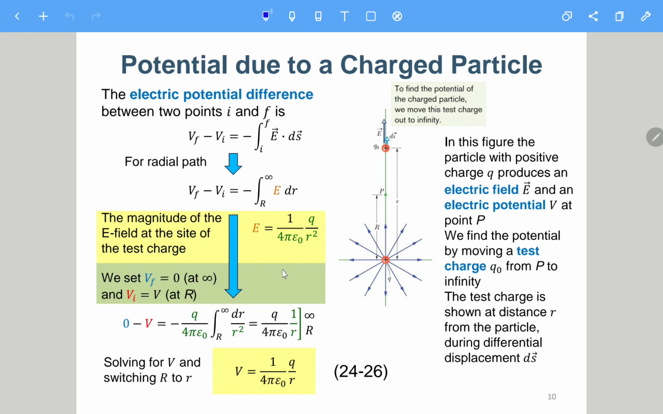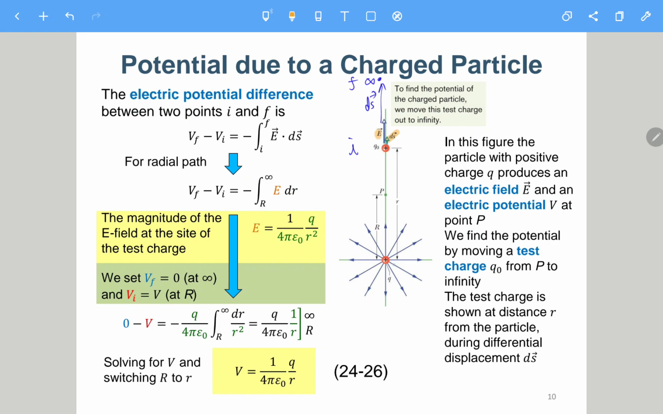So here we will consider this is the initial point, and then the final point is infinitely far away. The path will be from this direction to that direction. So this is ds. That's why it shows ds pointing upward.